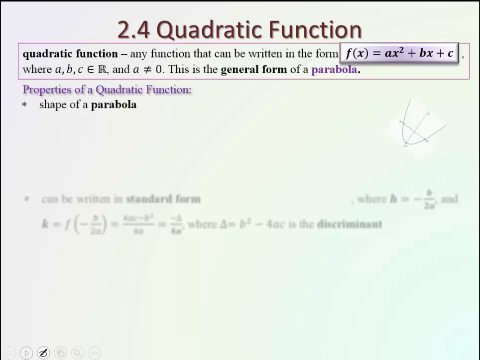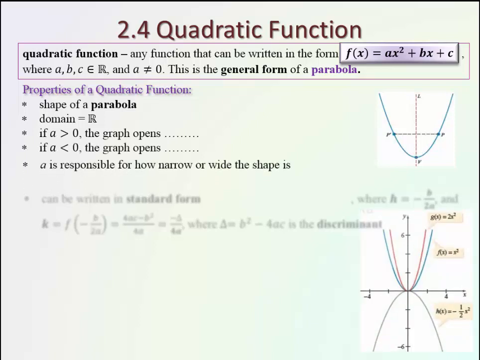What are the properties of quadratic functions? Well, first of all, we recall that any quadratic function results in a parabola. The domain of such a parabola is all real numbers, since this is a polynomial, so any real number can be taken for x, and we are able to evaluate this expression.